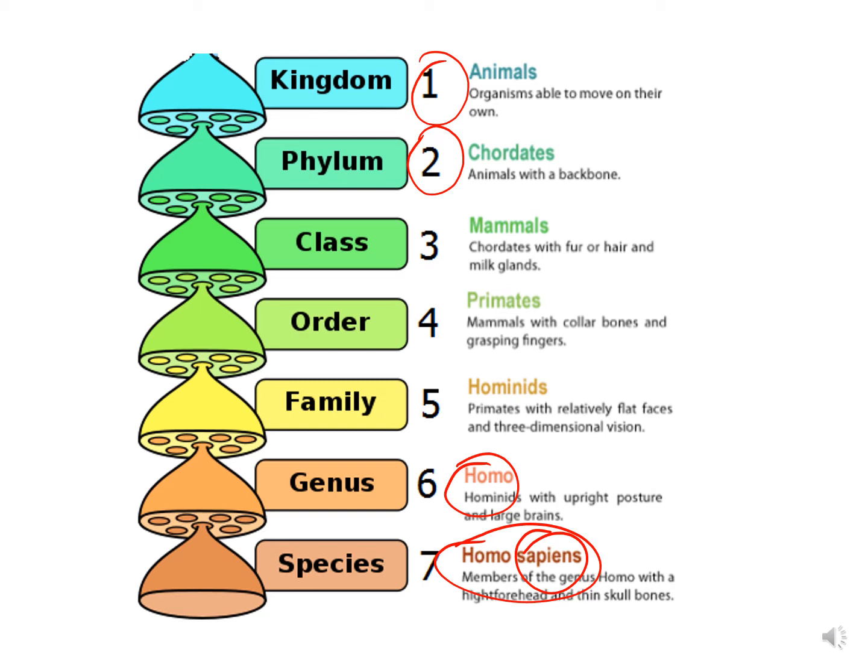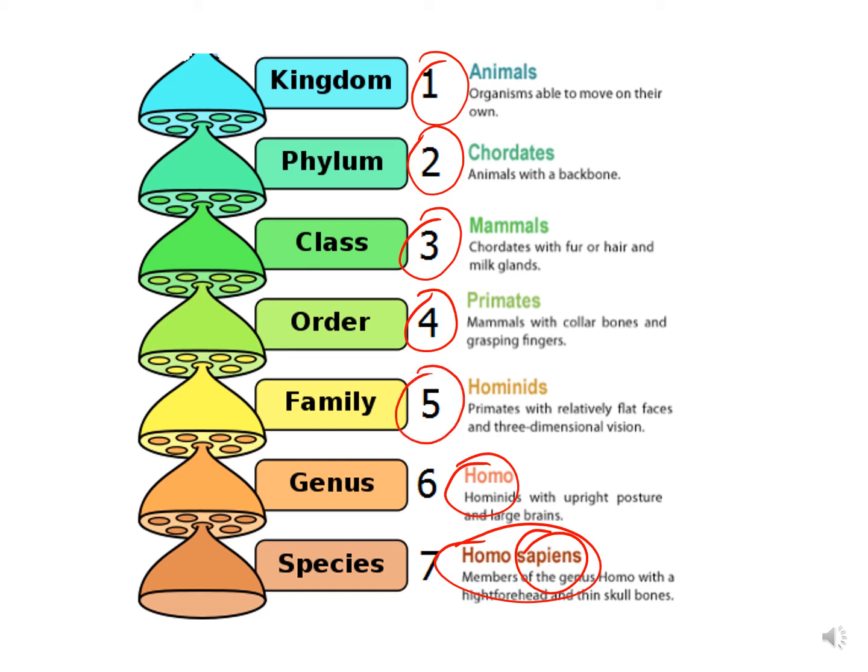And then we can subdivide it even more. There are lots of animals with backbones. So we're going to look at mammals. We are mammals, chordates with fur or hair and milk glands. And within that, we belong to the order of primates. We have collarbones and grasping fingers. And out of the primates, we are primates with relatively flat faces and 3-dimensional vision.